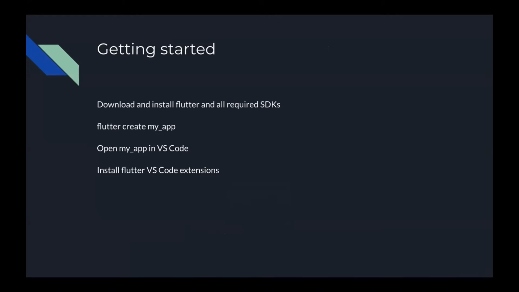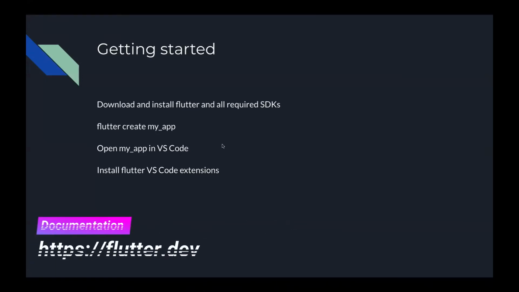All right, so to get started with Flutter, all you need to do is download and install Flutter and all the required SDKs, such as the Android SDKs or iOS SDKs and Xcode if you're on Mac. And then you run flutter create my_app, and replace my_app with whatever app name you want, and it will generate the boilerplate code for you. Then you open that folder that it generates in VS Code, and you install the Flutter VS Code extensions, which is very easy. I'll show you that in a second.